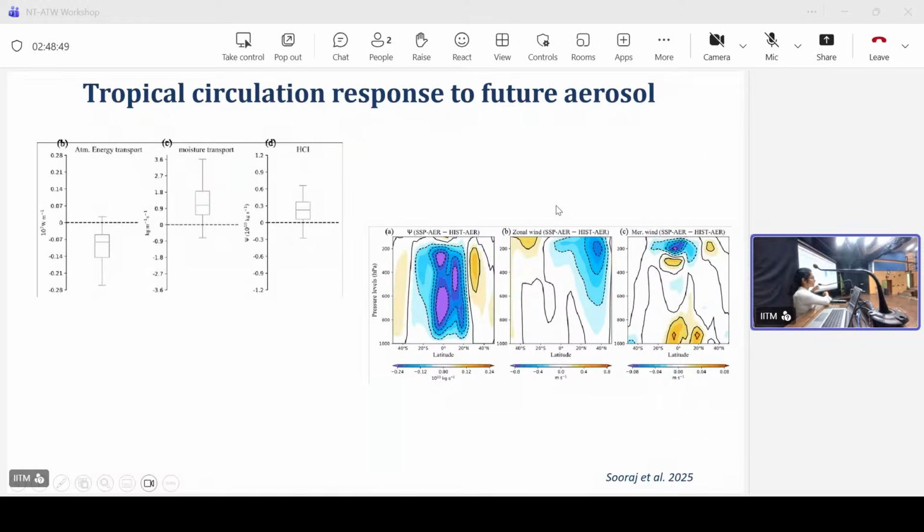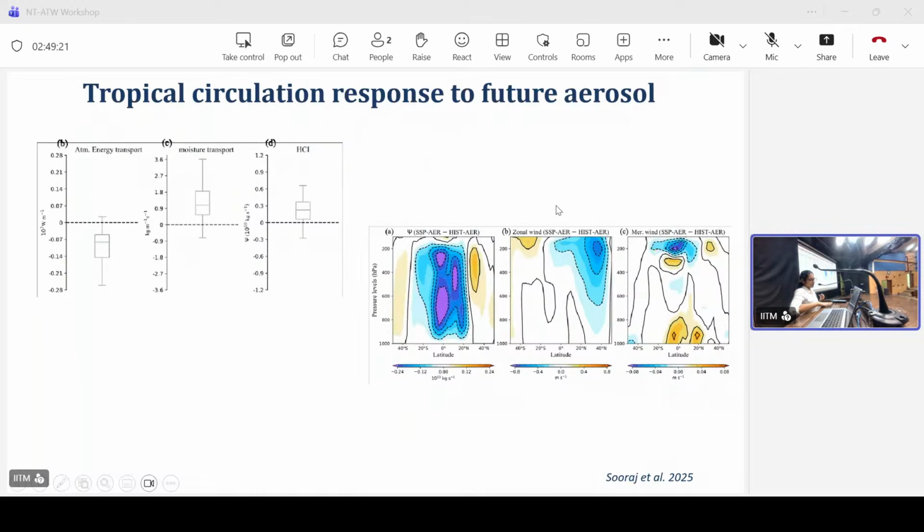So here we looked into the atmospheric energy transport, moisture transport, and the Hadley cell, which is again deeply connected to the ITCZ. We find that the southward energy transport increases, and the northward moisture transport increases, and this strengthens the Hadley cell. Because it is 2050 and because it's aerosols, we don't really see a movement in the ITCZ, but the strength is intensifying. And we can see that in the winds too.